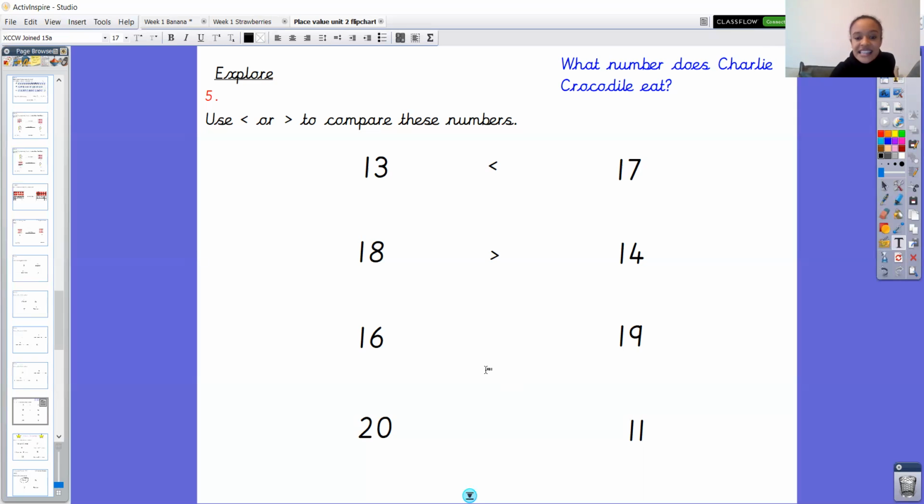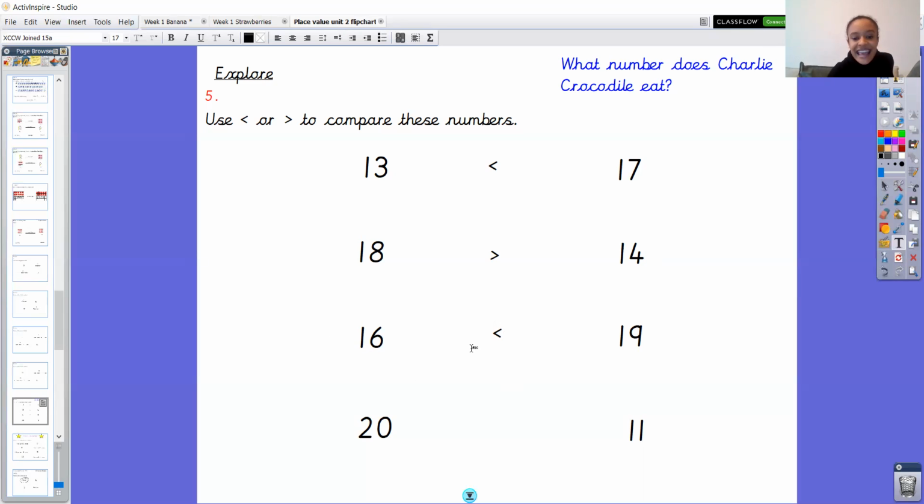Which one of these numbers is the biggest? Where is my sign going to be facing? Number 19 is the biggest. So the biggest part is facing the biggest number. So again, pause the video. What is this sentence?